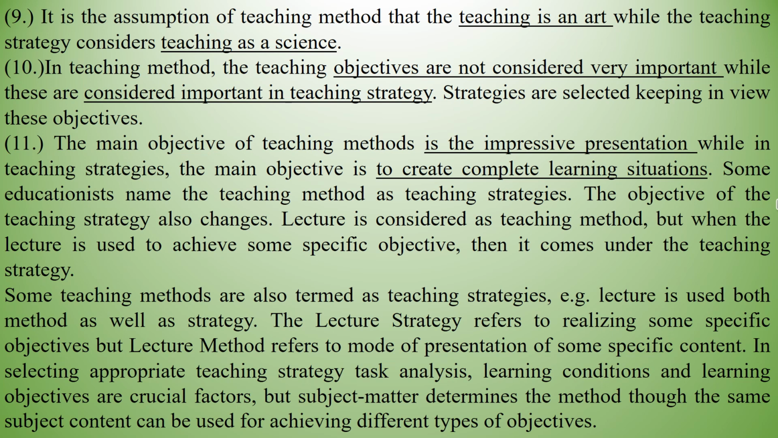The main objective of teaching method is the impressive presentation, while in teaching strategy, the main objective is to create complete learning situations. Sometimes, some educationists name the teaching methods as teaching strategies. But in that case, the objective of the teaching strategy also changes. For example, lecture is considered as teaching method, but when the lecture is used to achieve some specific objective, then it comes under the teaching strategy.